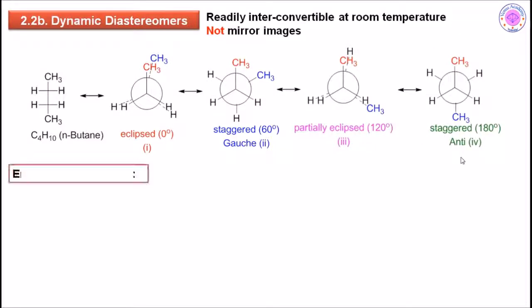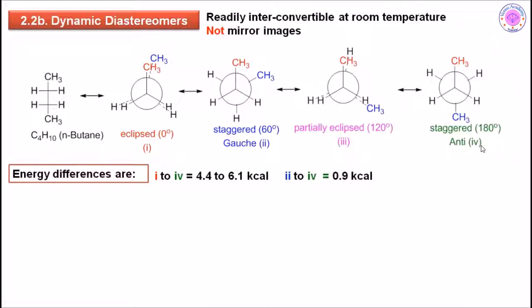Let us see the energy differences. Dear friends, if I take the difference between 1 and 4, 4 to 1 is about 6 kilocalories. That means this is highly unstable, whereas this staggered one is highly stable. In the same way, if I take 2 and 4, the difference is 0.9. Though it is staggered and stable, this is more stable. The 180 degrees staggered is more stable than the 60 degrees staggered.